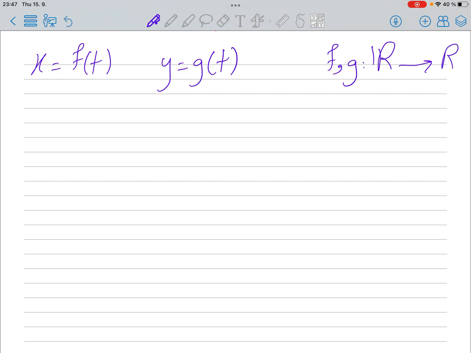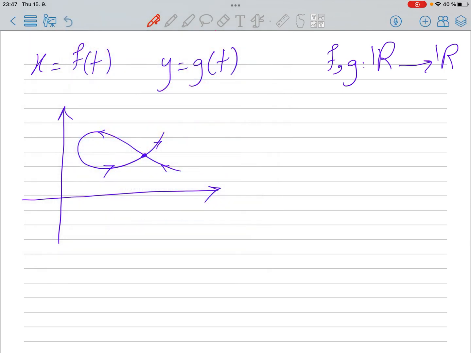Hello everyone, this is a video about finding the points where a curve crosses itself. Suppose that you have a curve whose parametric equations are x is equal to f of t and y is equal to g of t, and f and g are functions from R to R. Also suppose that the graph of the curve is something like that and the curve crosses itself at this point. Further, suppose the direction of the curve is like that, right?